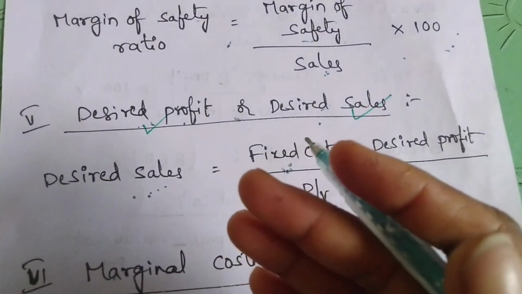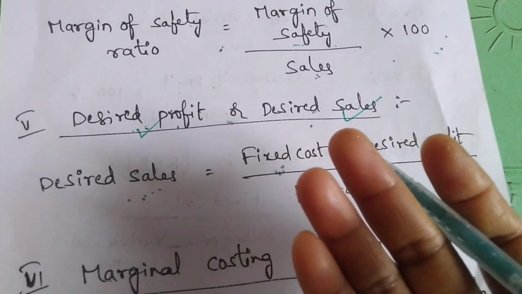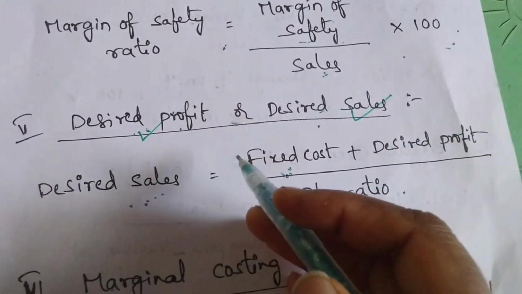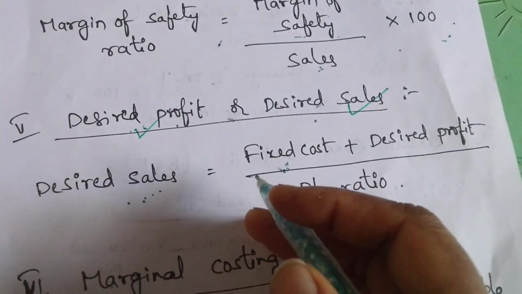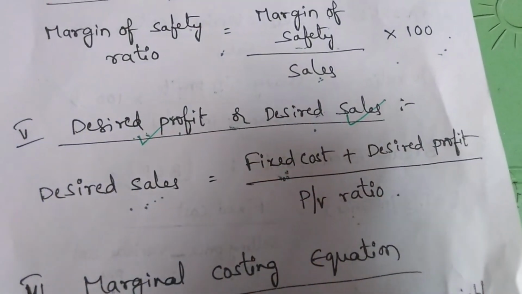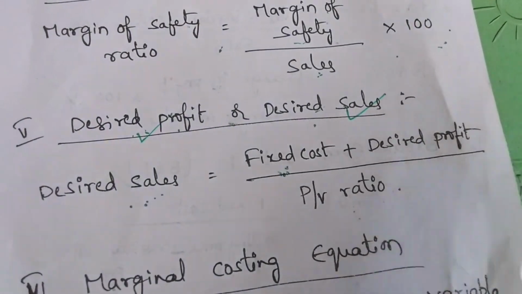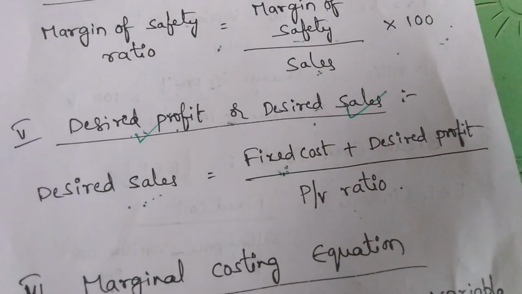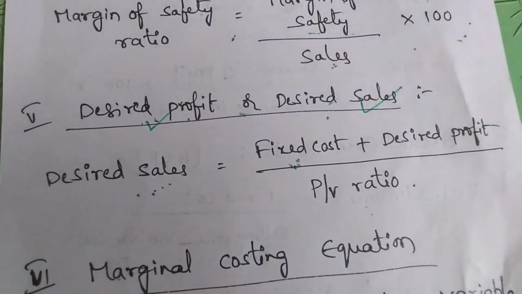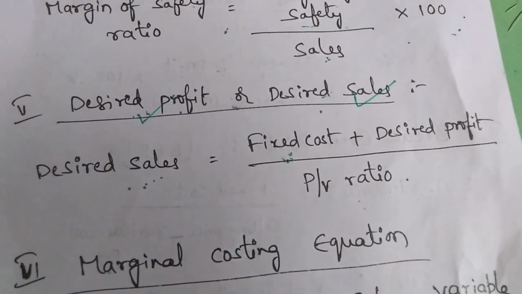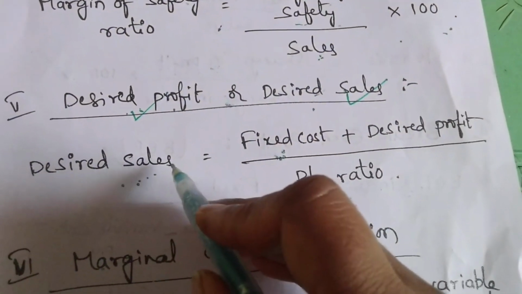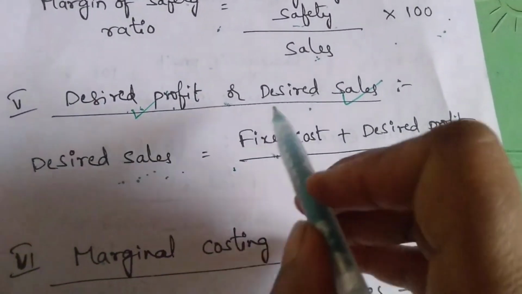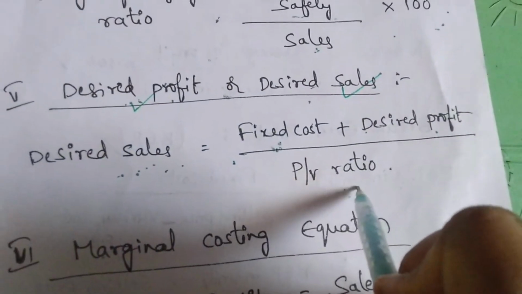For example, if you want to get 20,000 of profit, then how many sales do you have to make? That will be called desired sales. So beforehand you are expecting: if you want to get this much profit, what sales you have to make, and if you want to sell this many goods, how much profit you may get. These estimations can be done in business through one formula, using the desired sales or desired profit formula. That is, desired sales is equal to fixed cost plus desired profit divided by PV ratio.